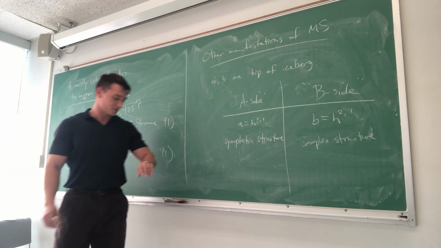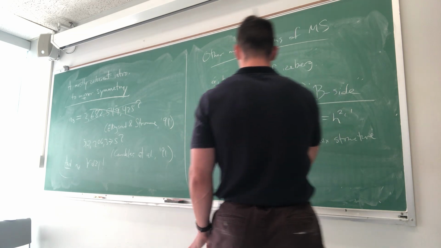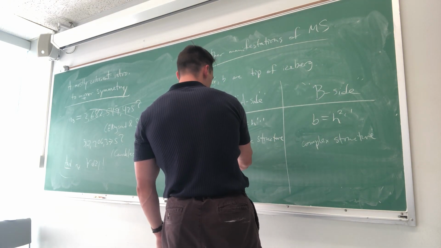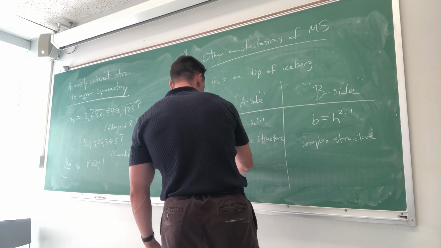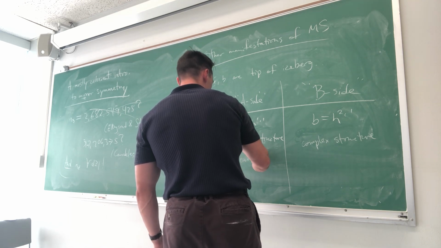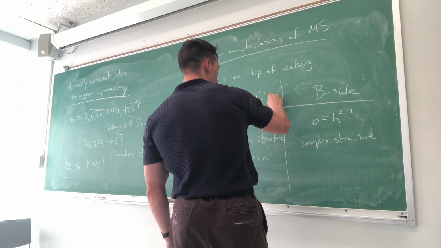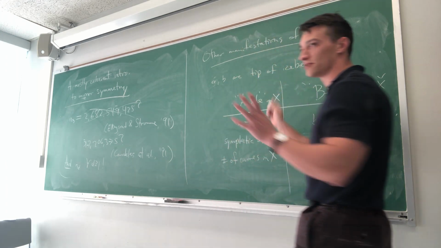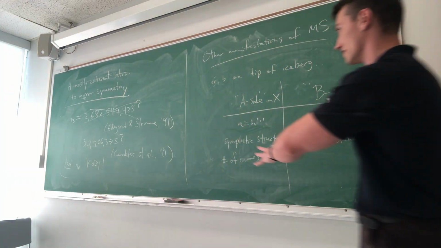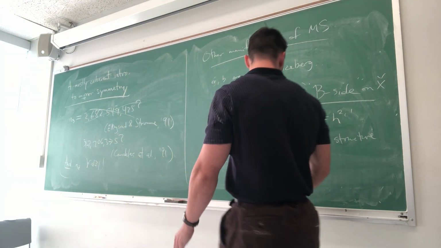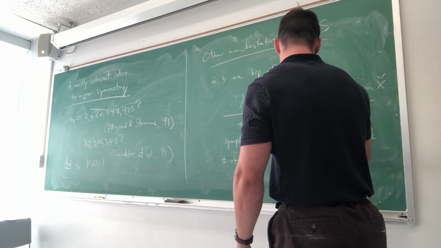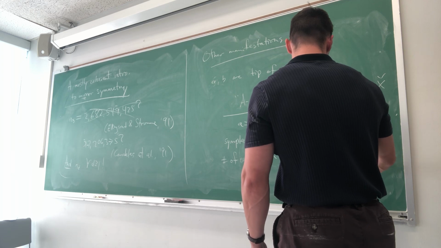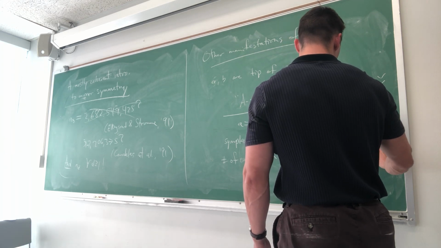And people came up with all sorts of other mirror phenomena here, such as, for instance, the number of curves in X of a certain degree or a certain genus, such as in this enumerative problem, was connected to something relating to the complex structure on the mirror, which are the so-called period integrals.